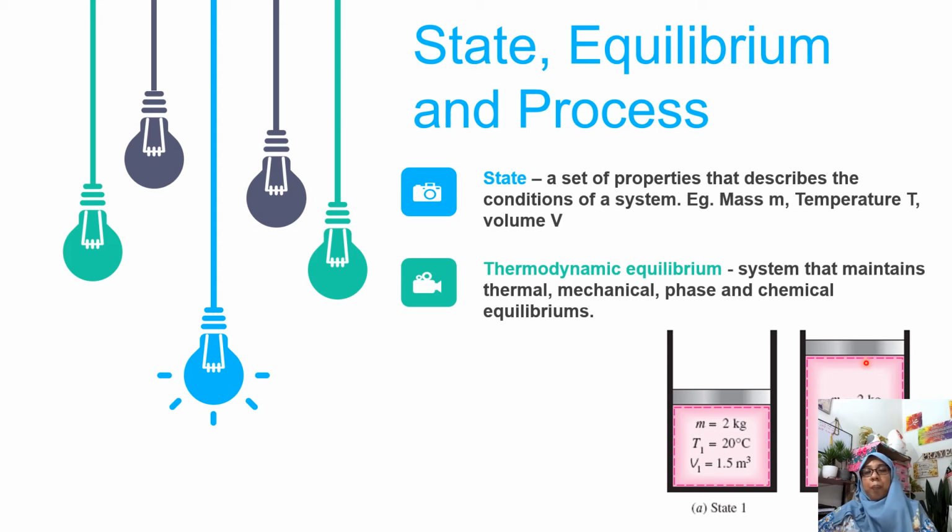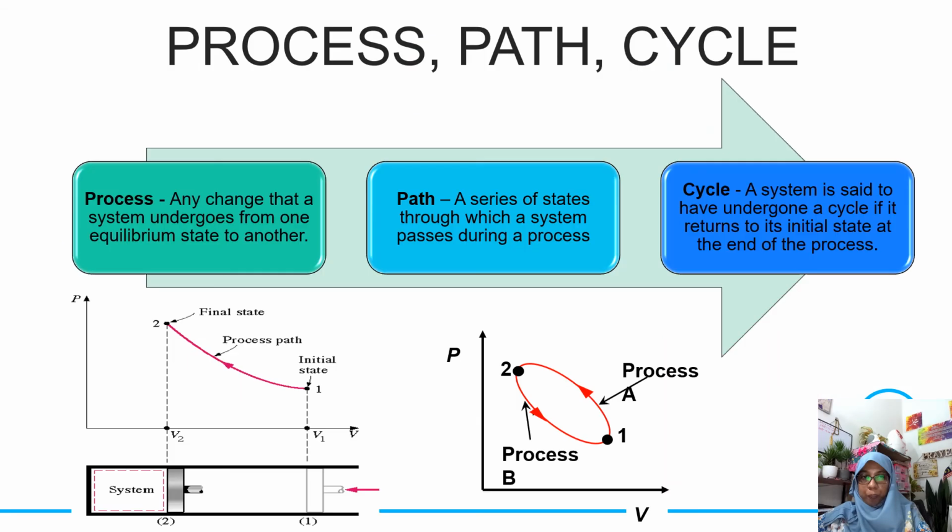So that is the state. Di mana state pertama untuk condition yang tersebut, dekat keadaan kedua tu itu adalah state yang kedua. Okey. Kalau conditionnya sama, walaupun dia melalui fasa yang perubahan tapi dia sama, dia juga dikira sebagai state. Okey. Untuk thermodynamic equilibrium, dia adalah sistem yang maintain thermal, mechanical, phase and chemical equilibrium. Dia akan berada di keadaan yang tetaplah, yang kekal. Itu adalah equilibrium.